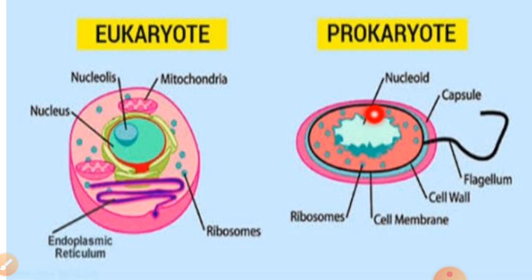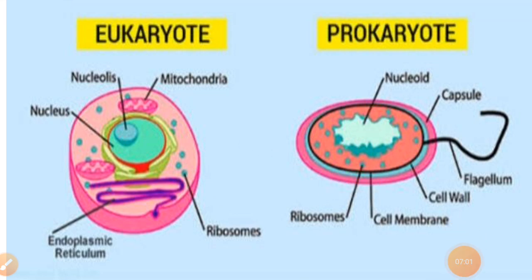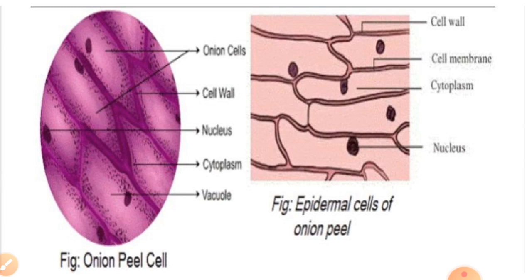This means that in prokaryotic cells the nucleus is not present, and in eukaryotic cells the nucleus is present, and other organelles are also present, like mitochondria. You can see the nucleus is present here, but the nucleus is not present here. Okay, so this is the difference between prokaryotic and eukaryotic cells.